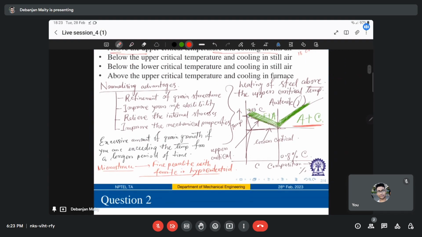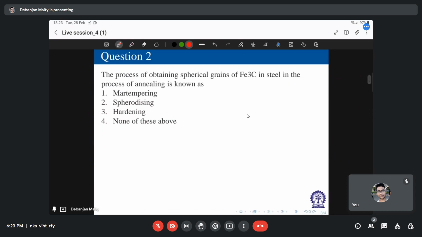Okay. So let's move to the next question. Question 2 says the process of obtaining spherical grains of Fe3C in steel in the process of annealing is known as what? Options: tempering, spheroidizing, hardening, and none of these. From the question, as it says spherical grains, it is common sense that in spheroidizing you get spherical grains in the microstructure.